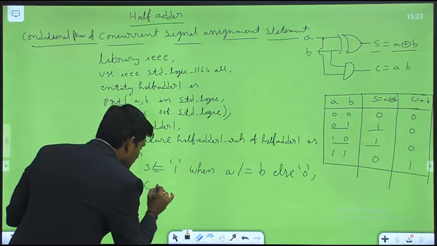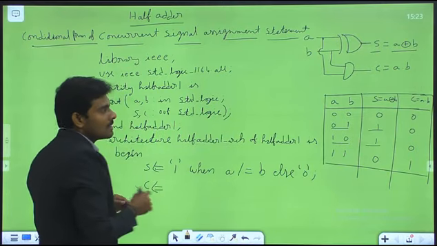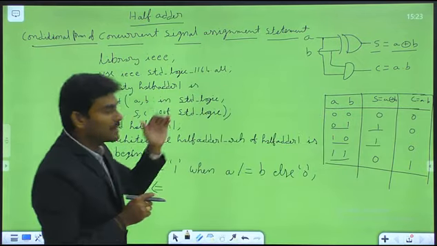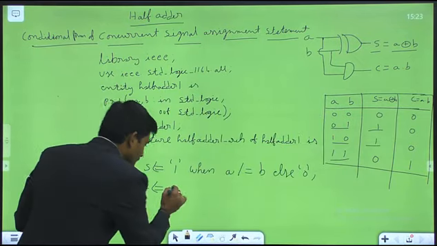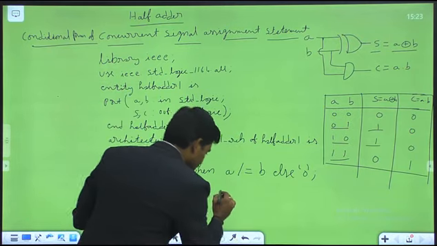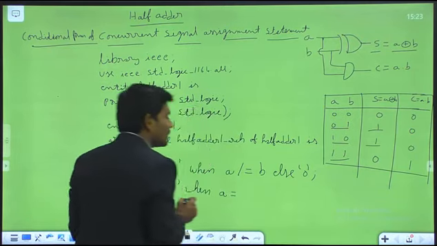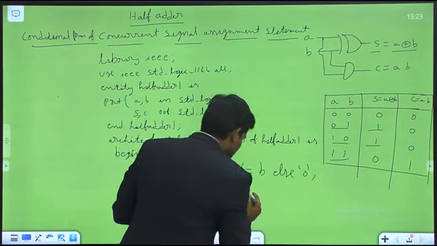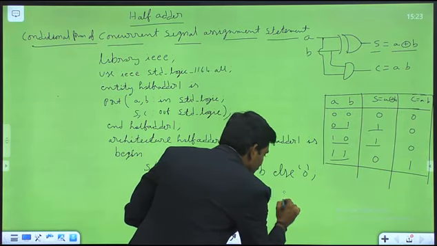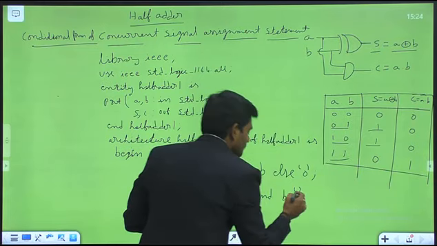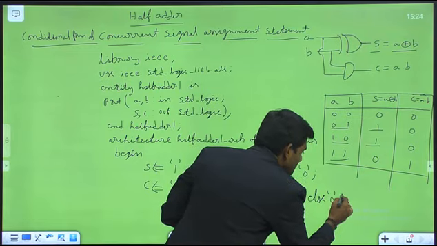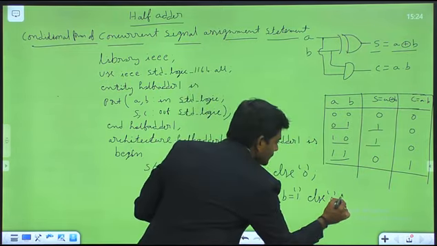In the same way, next write the program for C, carry. If both inputs are 1, then only the output is 1. For all remaining cases, the output becomes 0. That's what we are supposed to mention: 1 when A equals to 1 and B equals to 1, else 0.